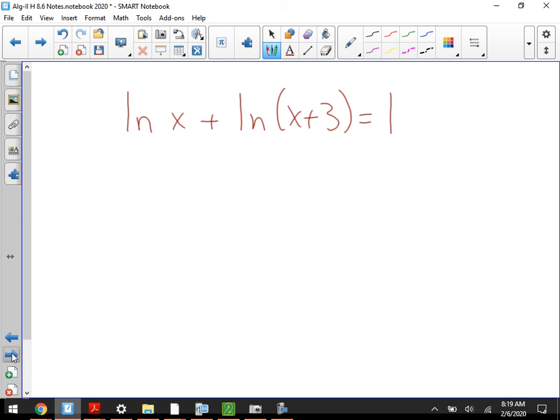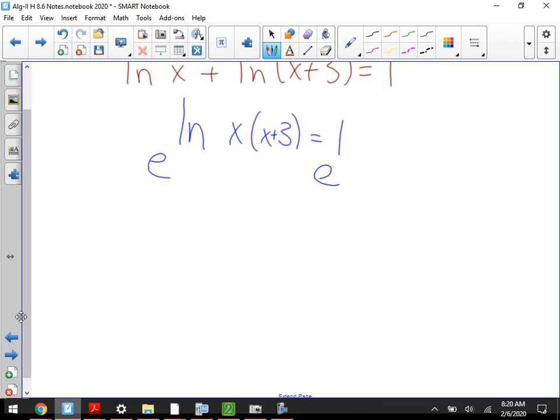Okay. Again, in this case, we have to condense before we can do anything. So you wind up with natural log of x, and then x plus 3 has to equal 1. How do you undo natural log? Okay. So I have to e both sides. All right. Now on the left-hand side, I wind up with x squared plus 3x equals e.